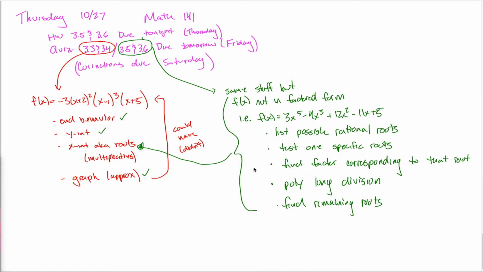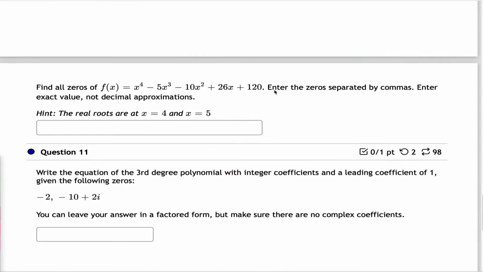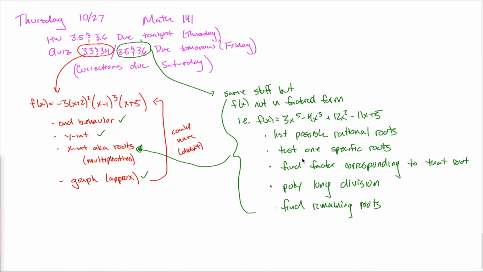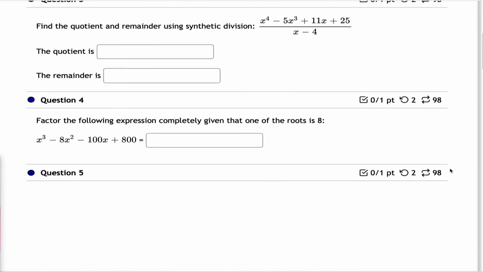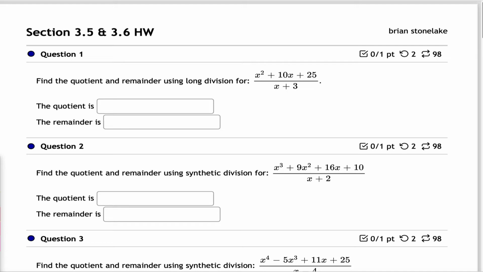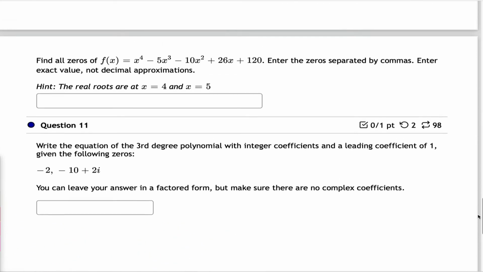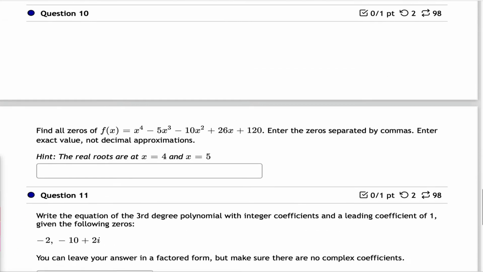So what I want to do for the rest of this video is work through a few of the homework examples shown above, to really prepare you for what you'll see on the quiz. So without further ado, let's work through a few of these problems. I don't think there's quite as many as usual. What do we end up with? 11 of them. It's a little less than usual, I think.